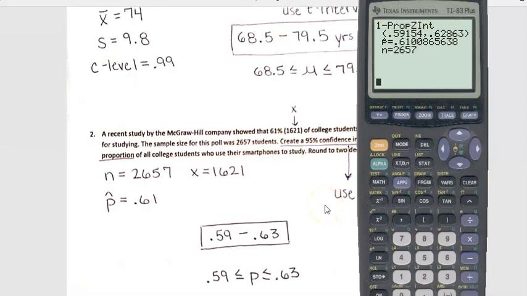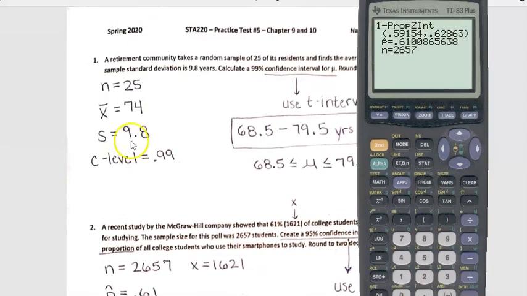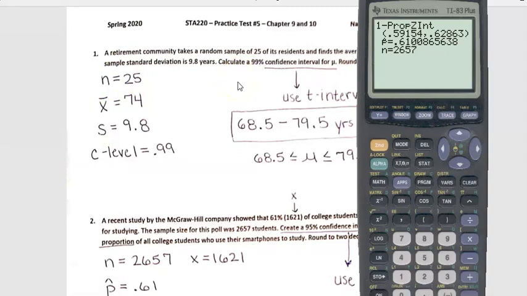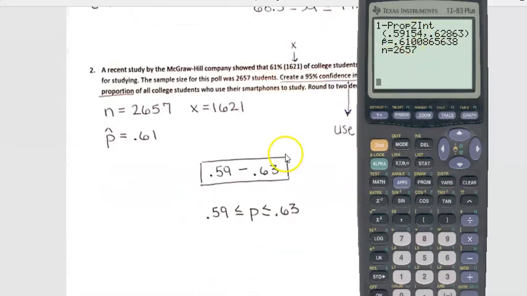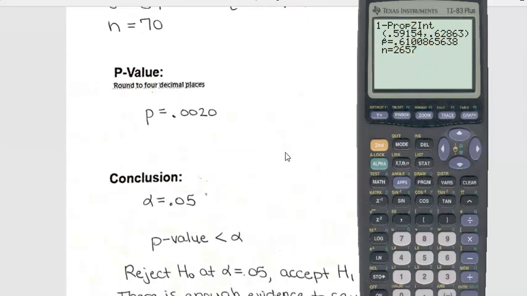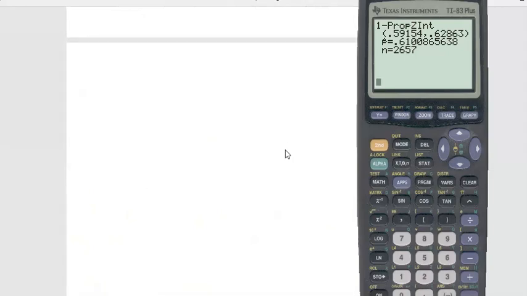And that's really it for confidence intervals: making sure you can identify if it's means or proportions, then identifying all the important numbers, and then knowing when to use the T interval or the 1 prop Z interval. Okay, I'm going to go down to the last question here.